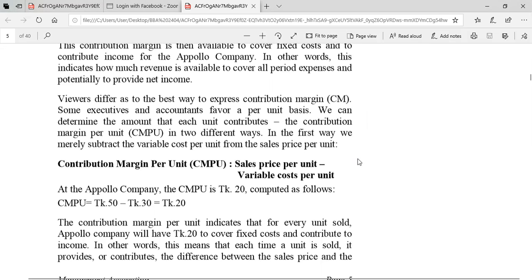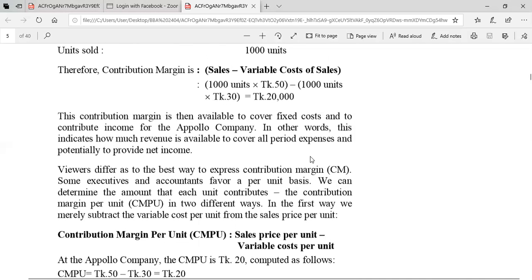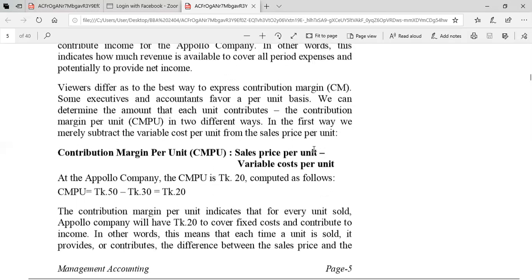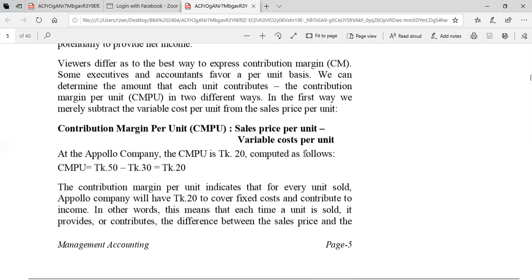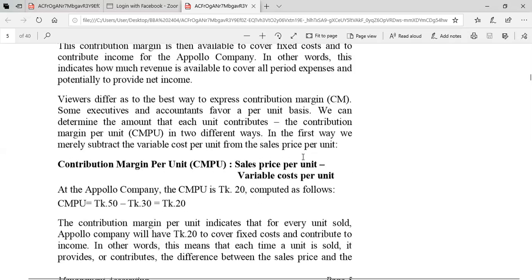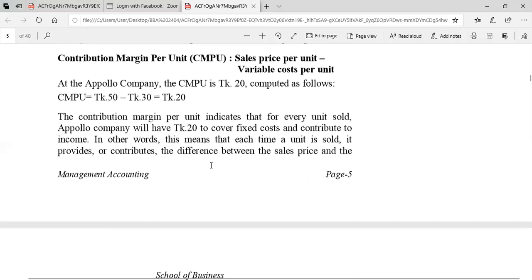Then we need to calculate the contribution margin per unit: selling price per unit minus variable cost per unit. From the following information, we calculate the variable cost contribution margin per unit. The selling price is taka 50, the variable cost is taka 30, so the contribution margin per unit is taka 20.